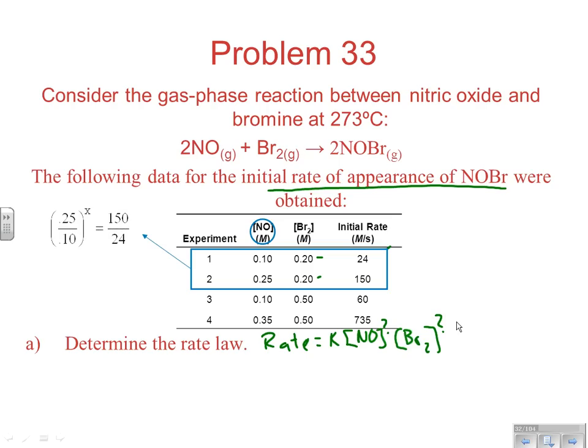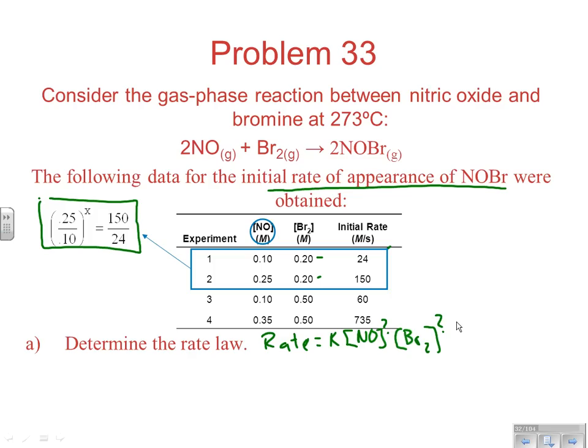So in this particular case, if you look at what happened, we started at 0.10 NO, and we ended at 0.20. And we started at an initial rate of 24, and we ended up at 150. Now, to simplify the math, I'm going to put big numbers on top. What we really did here in this expression was this relationship. So I'm going to show you really where that comes from.